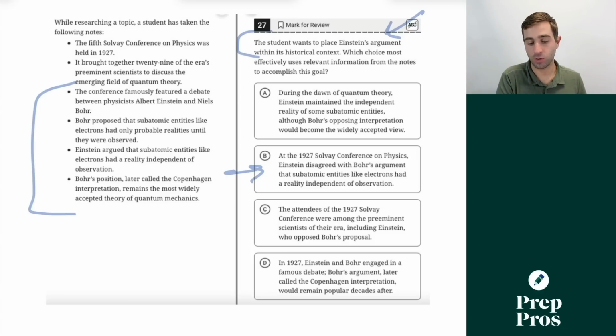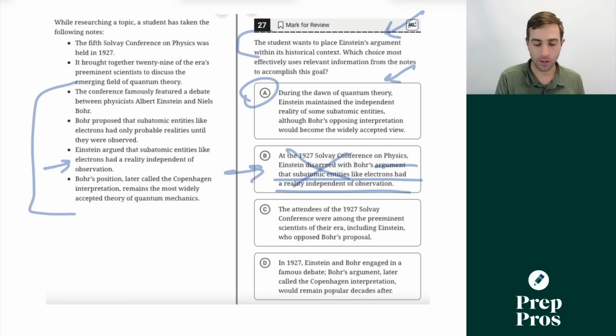The 1927 Solvay Conference on Physics, placing it in context, Einstein disagreed with Bohr's argument that subatomic entities like electrons had a reality independent of observation. Well, that was Einstein's argument. So although this feels like it's answering the question, it's not accurate given the notes. A here, during the dawn of quantum theory, Einstein maintained the independent reality of subatomic entities. This is all correct. Although Bohr's opposing interpretation would become the widely accepted view, that's also correct, placing it in the context here. Doesn't put Einstein's argument within any sort of context here. That's how we can see that A is our correct answer, but be very, very cautious of these on test day, or they're going to be quite easy to miss.